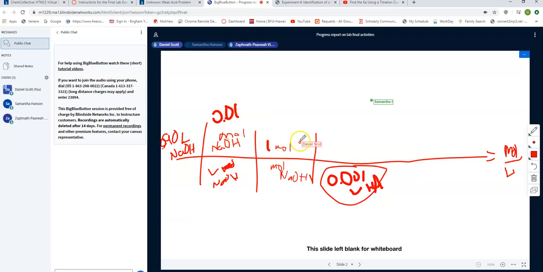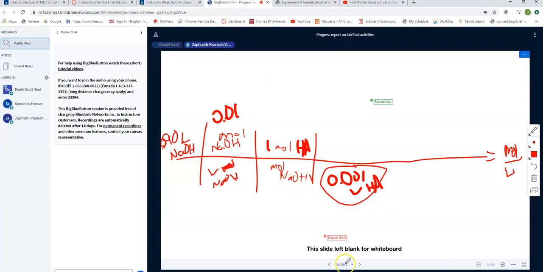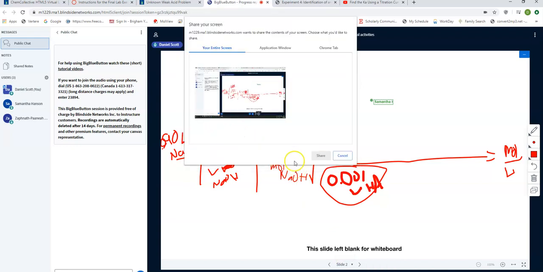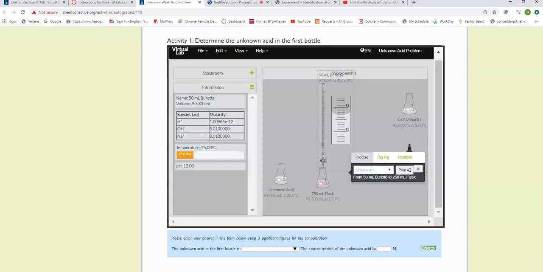Where did we get the moles of sodium hydroxide? Where did you get that 0.01? Let's go back to our thing here. Can you see it? Yes. So it said right here, this is the concentration of our sodium hydroxide, 0.01. See that? Yes. So if we had chosen something else, it would have been something else.